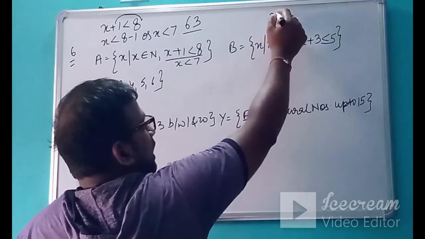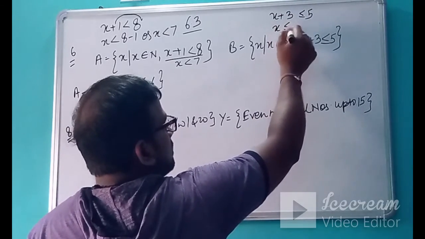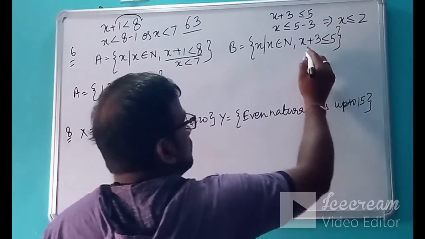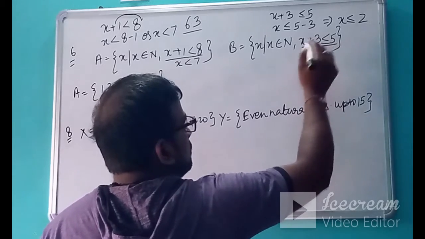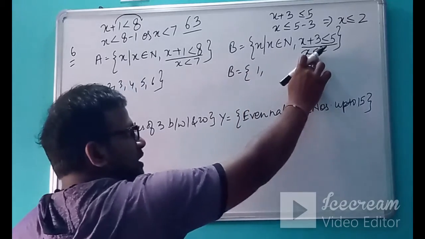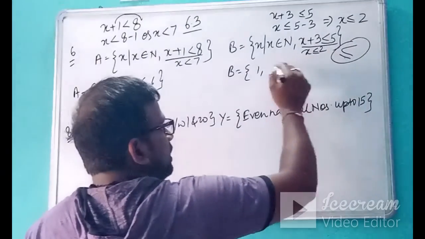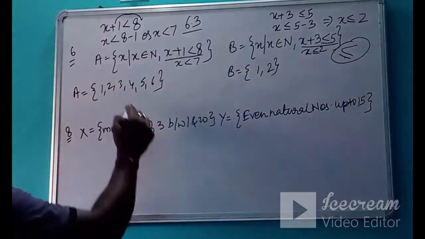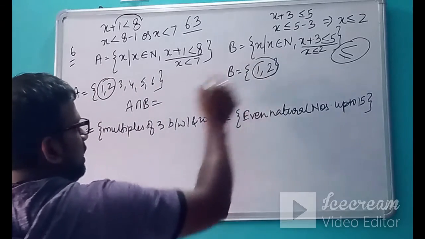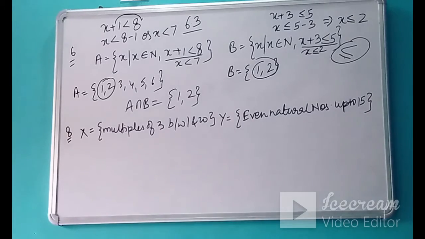In this it is x plus 3 less than or equal to 5. So 3 will go there. You can write it like this. That means x is less than or equal to 2. So it is actually x is less than or equal to 2. So what will be your B? B will be 1 as well as 2 because it is less than or equal to. Okay. Whenever this sign is there, so it is less than or equal to sign, so we will take 2 also. So now what is our A intersection B? The common elements, that is 1 and 2. So this will be your A intersection B.